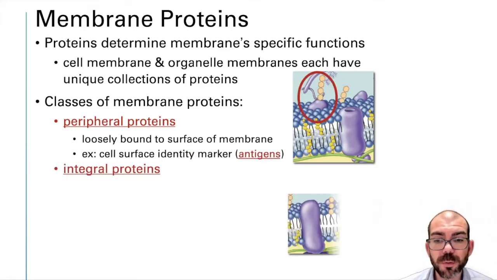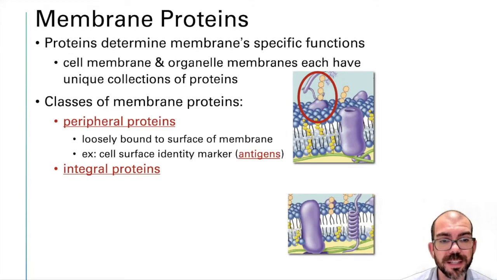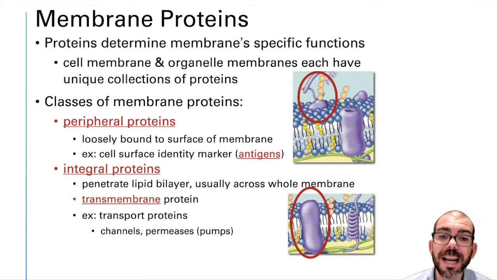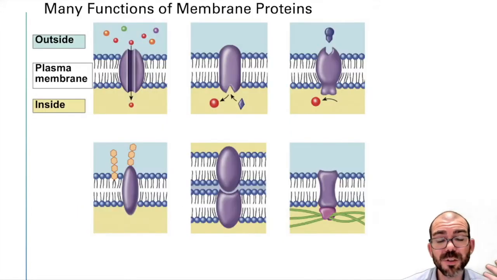Proteins that go all the way through are called integral proteins. They integrate all the way through the cell membrane. These are your protein channels. They're often referred to also as being transmembrane proteins. This is what's going to let substances move in and out, or what's going to act like a pump. But proteins have so many different varieties and functions in the cell membrane.